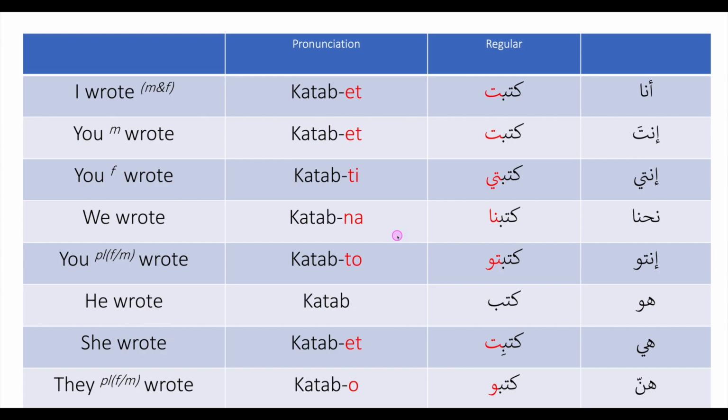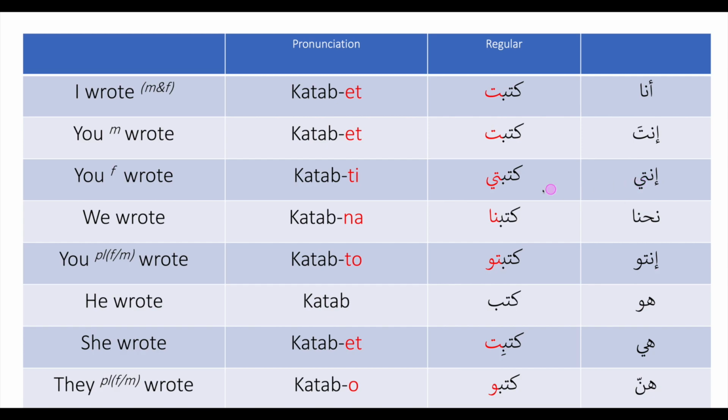Then we do have 3 other subject pronouns. All you need to do is to memorize the subject pronoun and focus on the last 2 letters. Inti, you feminine, ends with ti. Nahna, we, ends with na. Intu ends with tu. All you need to do is just to take these last letters from each of these subject pronouns and add them to the end of any verb. And you will automatically change the tense into the past associated with the person you're talking about.